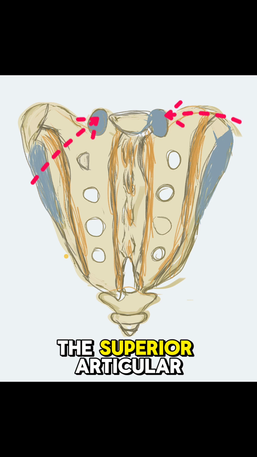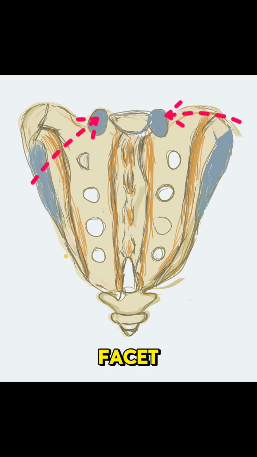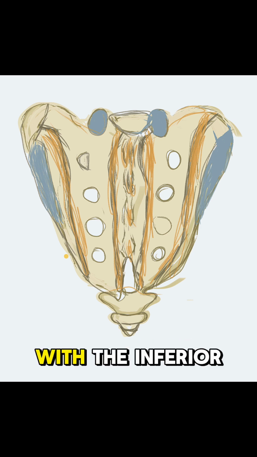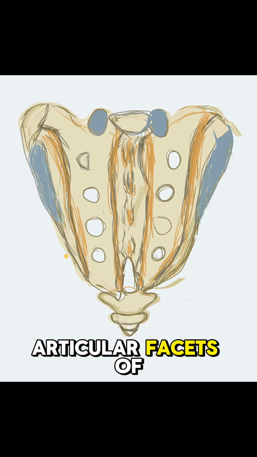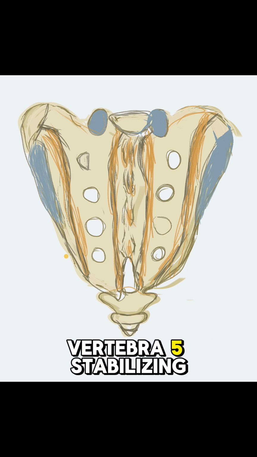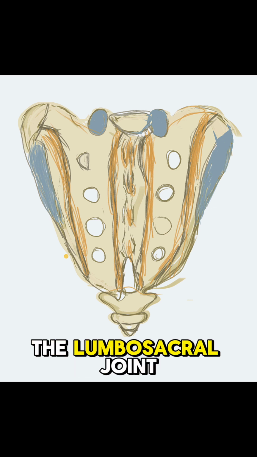And these are the superior articular facets. These facets articulate with the inferior articular facets of lumbar vertebra 5, stabilizing the lumbosacral joint.